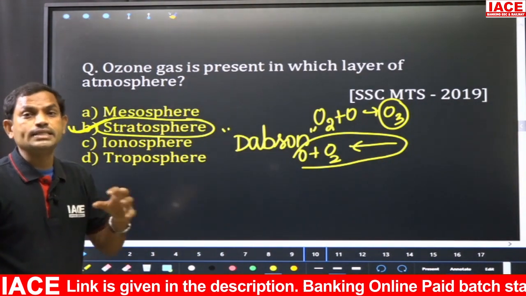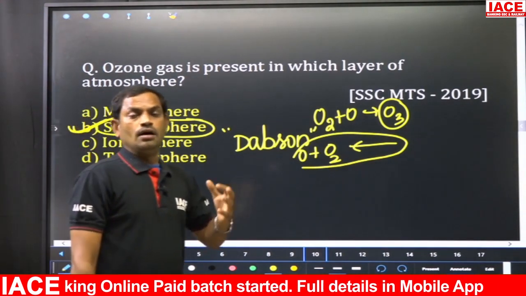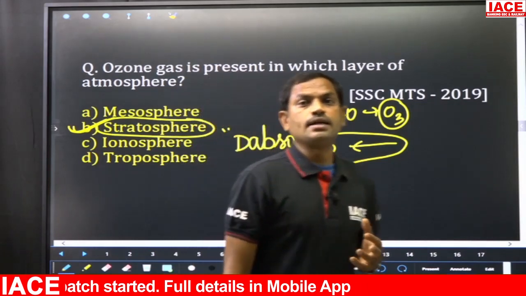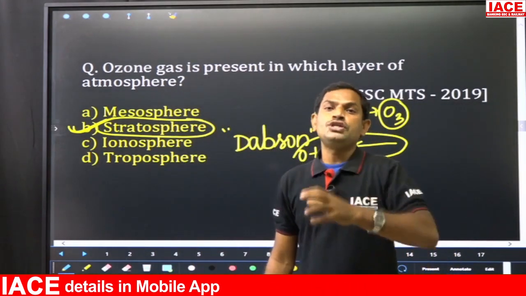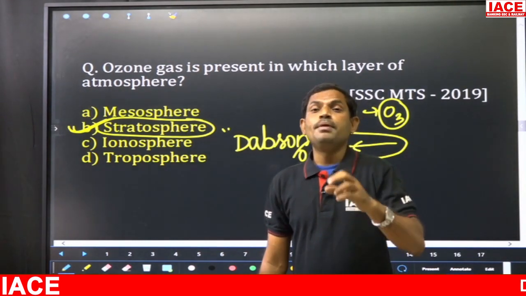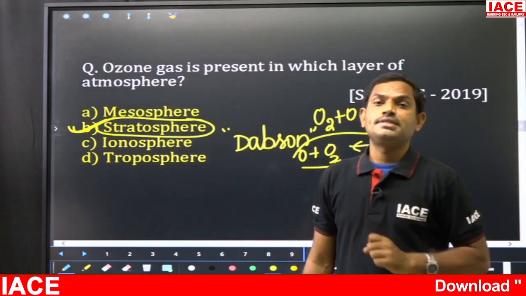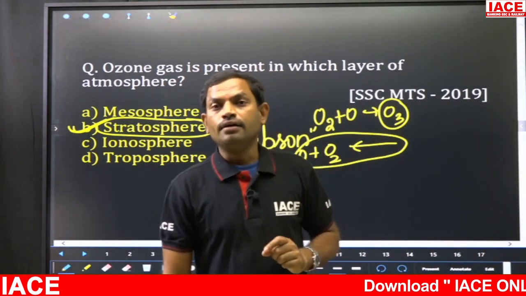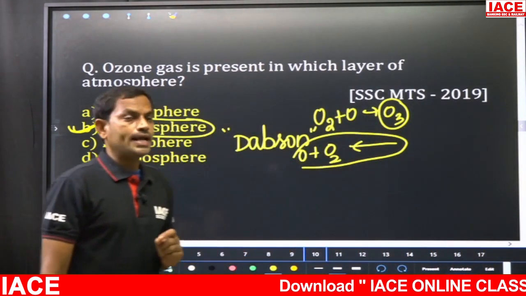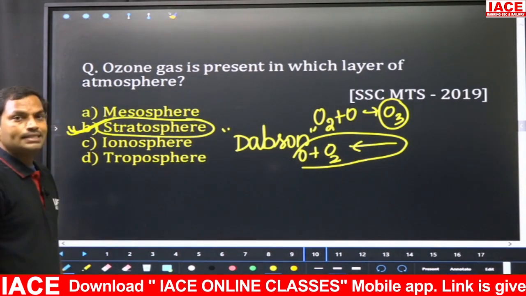In order to conserve this ozone layer, an international protocol has come into existence, that is called the Montreal Protocol. This Montreal Protocol was framed in the year 1987, September 16th. That's why every year September 16th is celebrated as World Ozone Day, right? Now the answer is option B, stratosphere.